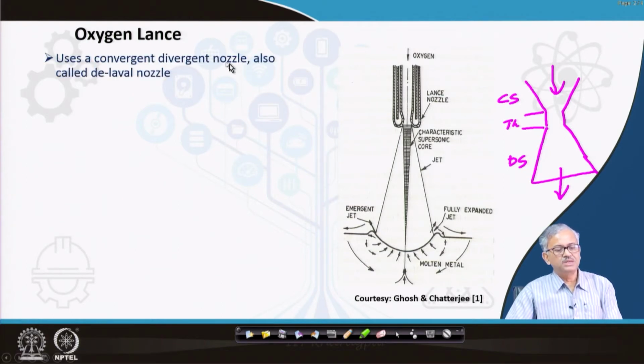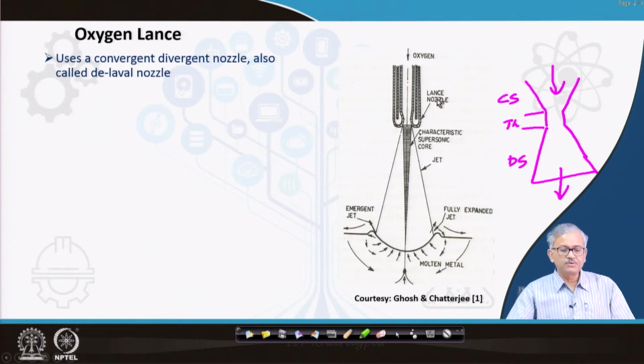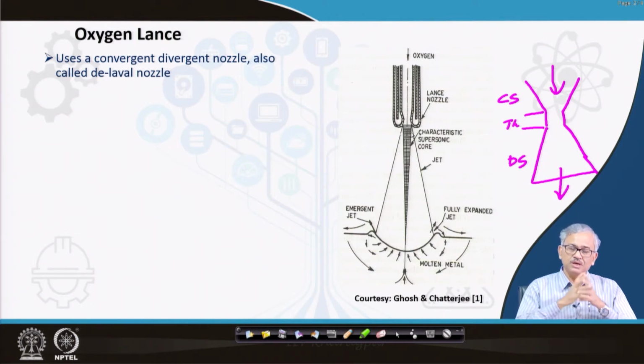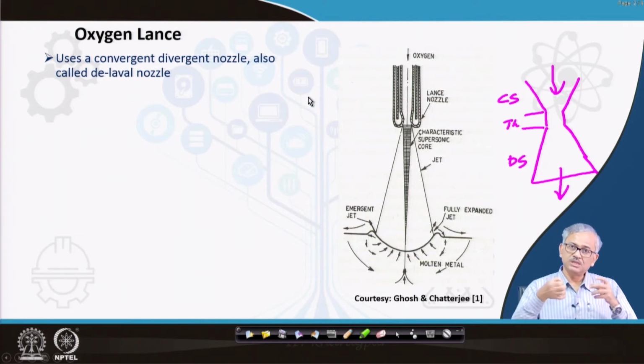So we use a convergent divergent nozzle, also called the De Laval nozzle, rather than a cylindrical nozzle, because you can see here a supersonic jet is forming. By the convergent divergent nozzle, we can accelerate the gas to a supersonic speed, that is, a speed greater than the speed of sound. So that is called supersonic speed. We can push the oxygen at a very high velocity from this nozzle. But if I use a cylindrical nozzle, then I cannot push the oxygen at a very high velocity.